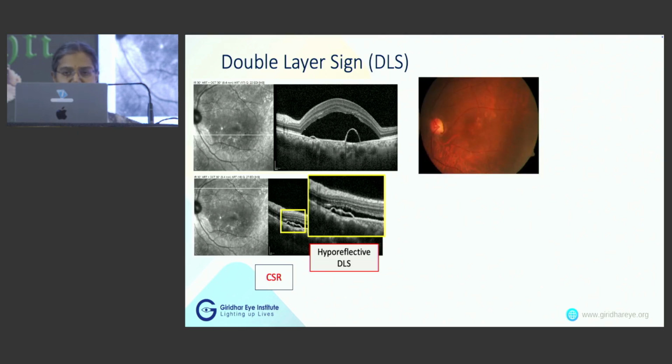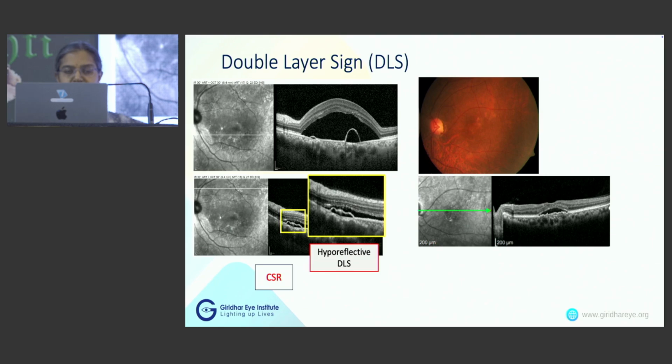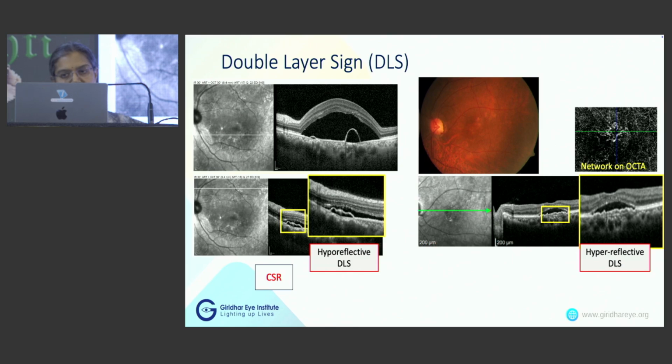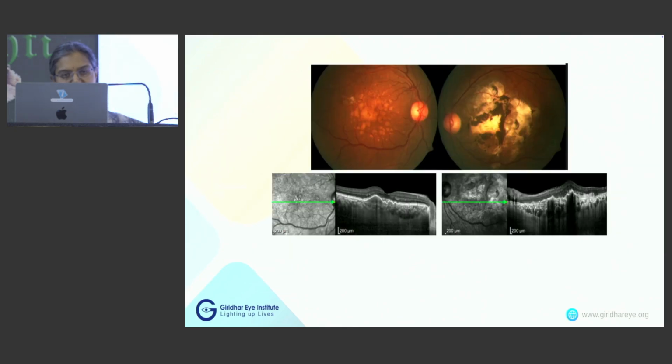This is another patient whose fundus looks almost normal, but it is only because of the OCT that we could pick up the sub-SRF and also again the double layer with a hyperreflective material between the two layers, suggestive of a hyperreflective DLS. OCTA confirmed our suspicion, because this was due to MNV and requires intervention.